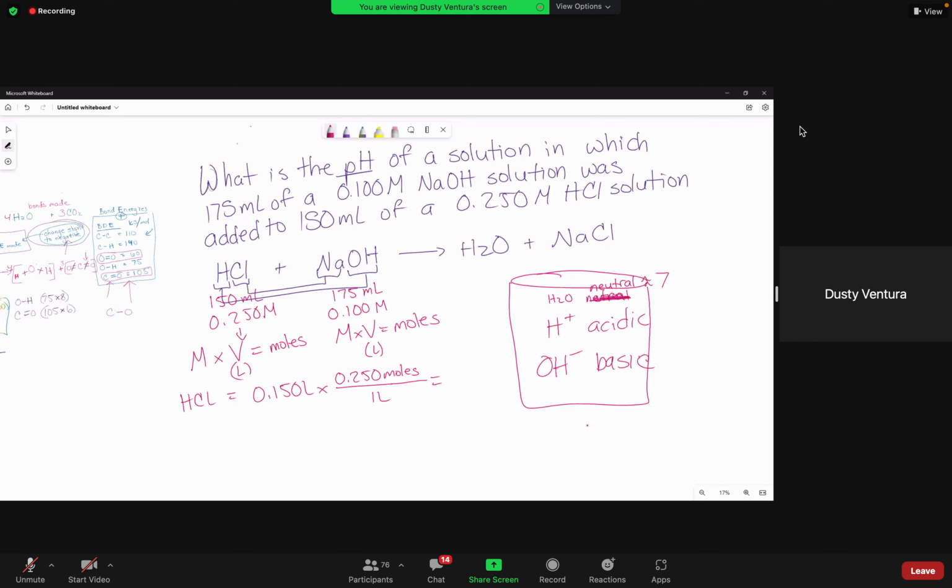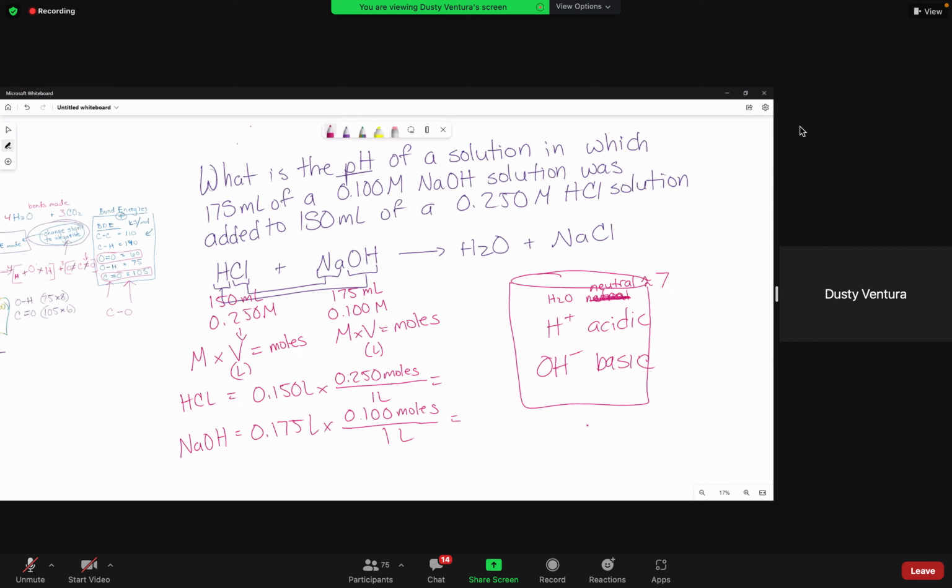So we've got our HCl moles, and now let's get our sodium hydroxide moles, because we want to know which one there is more of, because that's going to be the excess amount in the beaker. And however much they have that equals each other is just going to turn into water. So sodium hydroxide is 0.175 liter times 0.100 moles over 1 liter. And they are going to be little amounts.